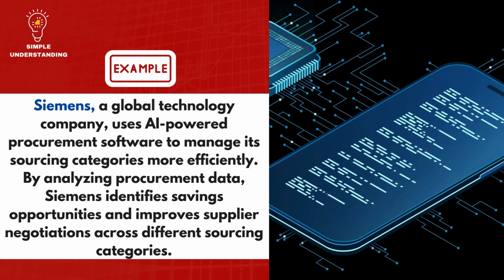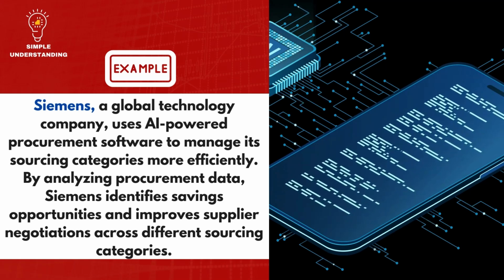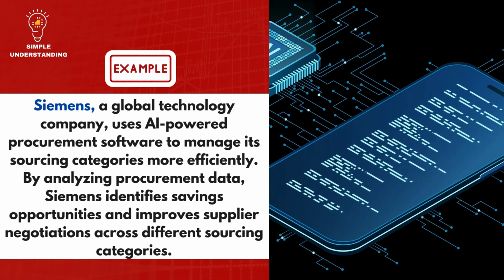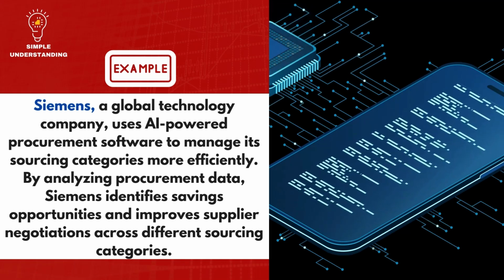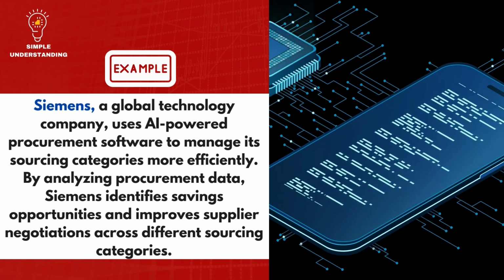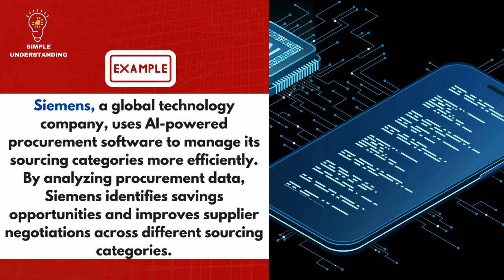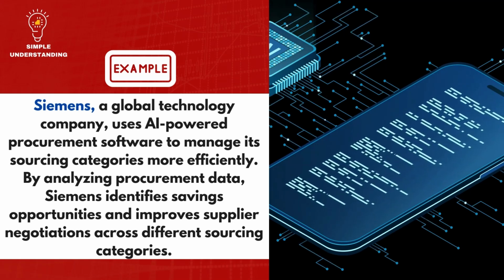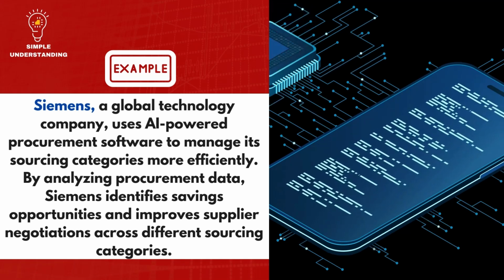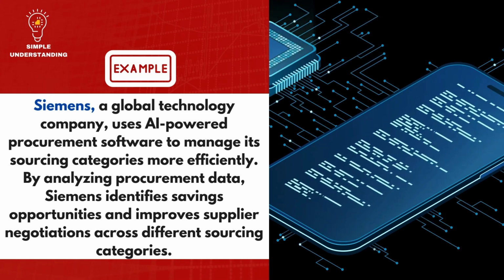Real company example. Siemens, a global technology company, uses AI-powered procurement software to manage its sourcing categories more efficiently. By analyzing procurement data, Siemens identifies savings opportunities and improves supplier negotiations across different sourcing categories.